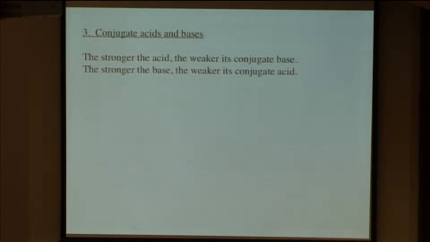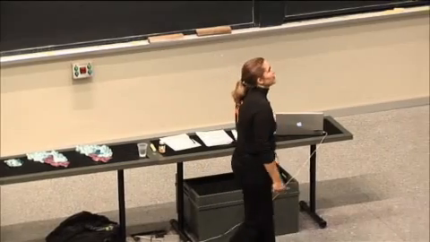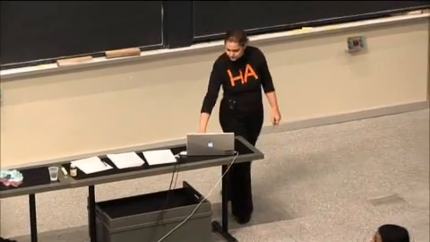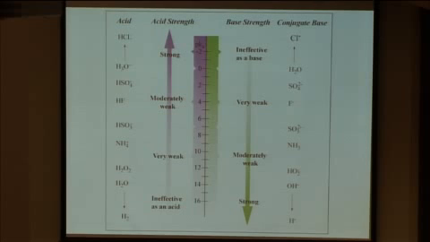So all of these things are related with the acids and the bases, because every acid has a conjugate base. Every base has a conjugate acid. And so the stronger the acid, the weaker its conjugate base. And the stronger the base, the weaker its conjugate acid. And this becomes very important in doing these problems. So here's a little table that emphasizes that fact.